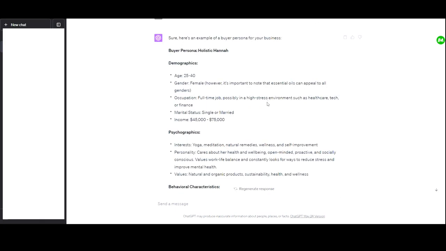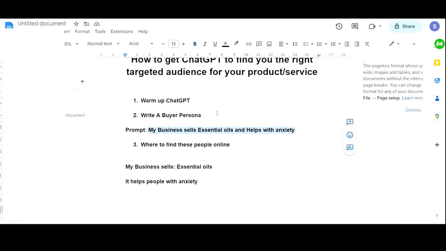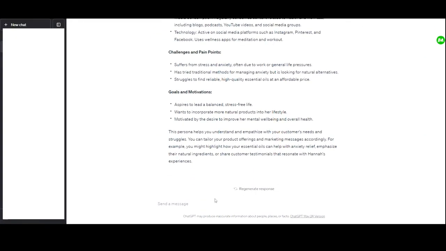ChatGPT has told us who this person is that we are looking for, and at the minute, it's female. So the next step is where to find these people online. And again, it's just a matter of asking the question. So we ask the question, where is the best place online to find my target market hanging out? The idea with online marketing is to find out where your target market is hanging out and put your business down in front of them. And this is exactly what we're going to ask ChatGPT to do.